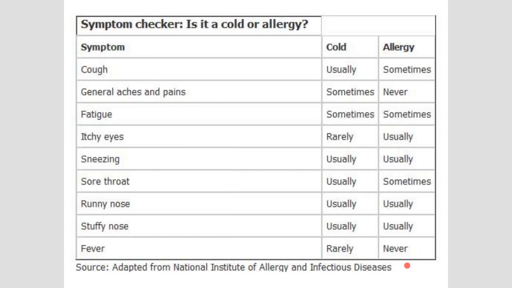We had the differences between common cold and flu. Now we have common cold and allergy. Again, difficult. So if you don't know the pathophysiology, it will be very difficult for you. So you can see from here, for example, cough is usually with a cold and sometimes allergy. So that's not a big deal. General aches and pain, again, it's not a very clear picture.